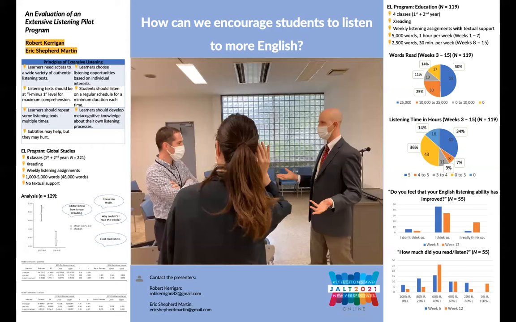And so what we decided to do was to give students weekly listening assignments. So the listening assignments started from 1,000 words to 5,000 words per week. The first tasks were 1,000 words, and then they gradually built up to 5,000 words. So in total, they were supposed to listen to 48,000 words by the end of the semester.